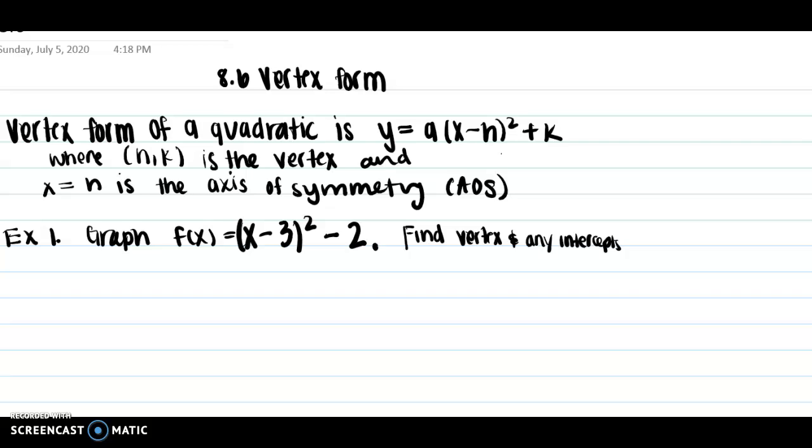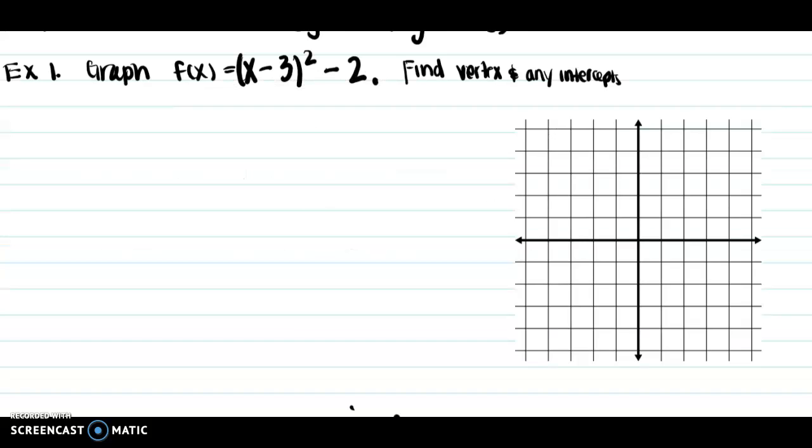So we have the first example here. It says graph f of x is equal to (x minus 3) squared minus 2. Find the vertex and any x-intercepts. Okay, so the format is a(x minus h) squared plus k. So then that means that h is equal to 3 and k is equal to negative 2.